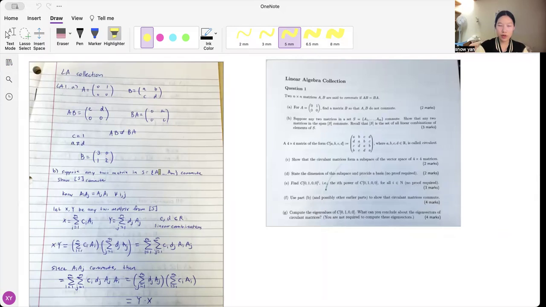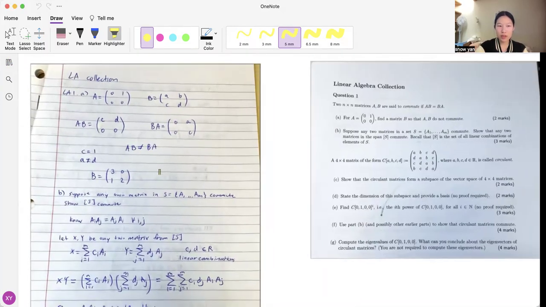Okay, let's go through my linear algebra collection. This is just my correction for that. This is not my actual paper. This is just the actual paper, but not my response to it. My response is on another sheet. This is redone.